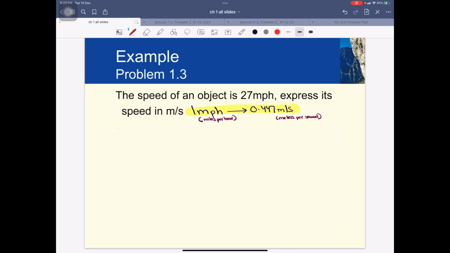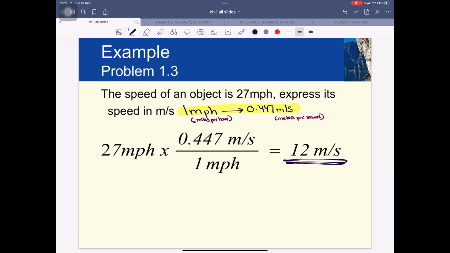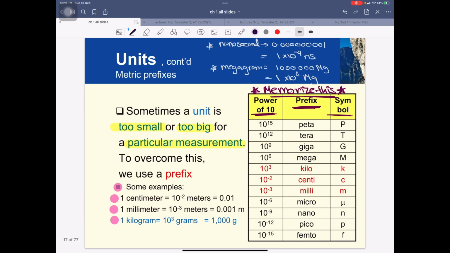Let's solve one more here. The speed of an object is 27 miles per hour; express the speed in meters per second. We know the conversion gave us that, with 27 miles per hour given. I want to cancel it, so the meters per second will be on top and the miles per hour on the bottom. What happens? We cancelled this. The answer given to us is going to be, I think, 12 meters per second. Is the answer correct? The answer is correct. The same conversion itself.